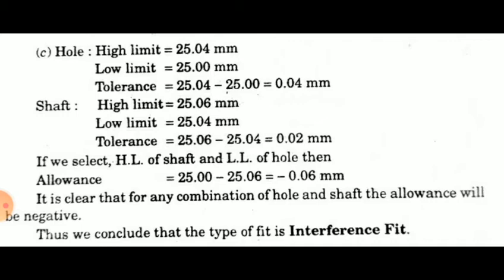If we select the higher limit of the shaft and the lower limit of the hole, then the allowance will be minus 0.06 mm. So it is clear that for any combination of hole and shaft, the allowance will be negative. So we can conclude that the type of fit for the third case is interference fit.